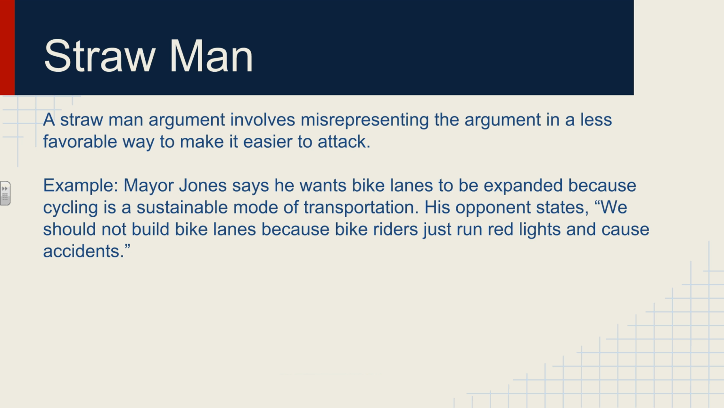The next type of fallacy we're going to talk about is straw man. A straw man argument involves misrepresenting the argument in a less favorable way to make it easier to attack. So oversimplifying is a really good way of thinking of the straw man attack. Here's our example. Mayor Jones says he wants bike lanes to be expanded because cycling is a sustainable mode of transportation. His opponent states, "We should not build bike lanes because bike riders just run red lights and cause accidents." Well, that's a vast oversimplification of a sustainable mode of transportation problem. Maybe some bike riders do run red lights, but that's not the whole issue, and he's trying to reduce the issue to something simple like running red lights and causing accidents.